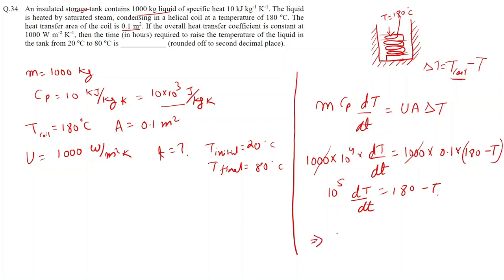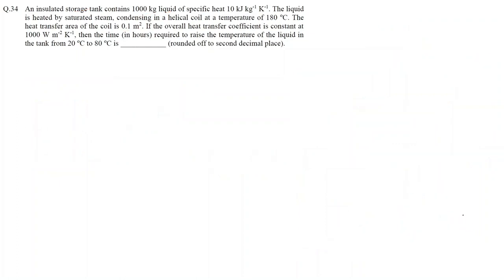Correct? So we can also write this as 10 raised to 5 over (180 minus T) dT is equal to dt. Now we will be integrating this equation to find the temperature variation with time. Initially the temperature was 20 and finally it becomes 80. So for 20 we are considering time as 0, and we have to find the time at which the temperature becomes 80 degrees Celsius.